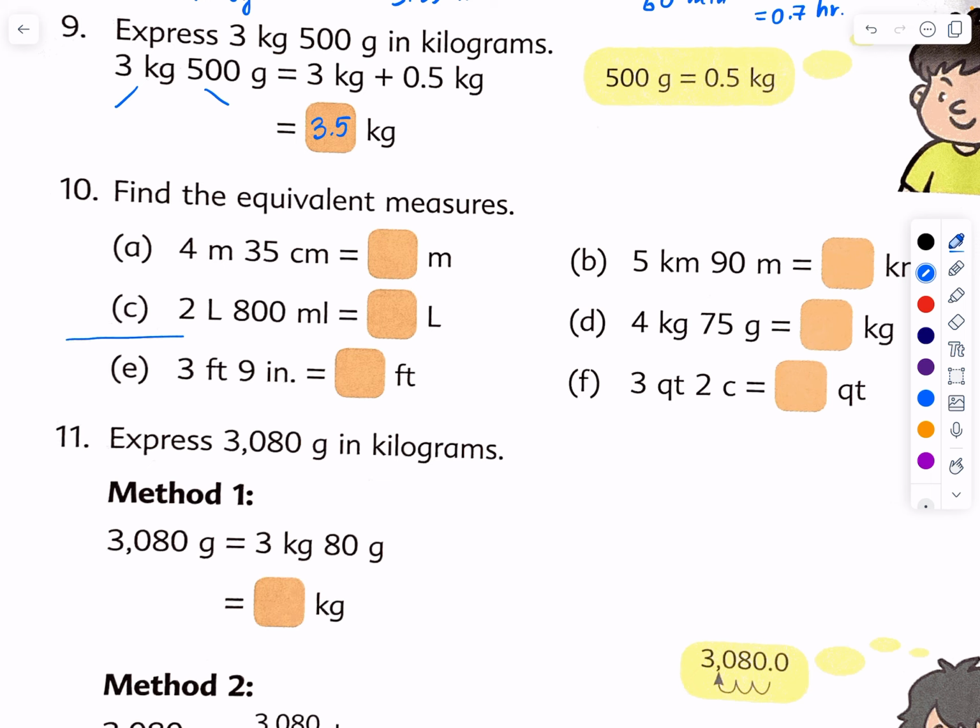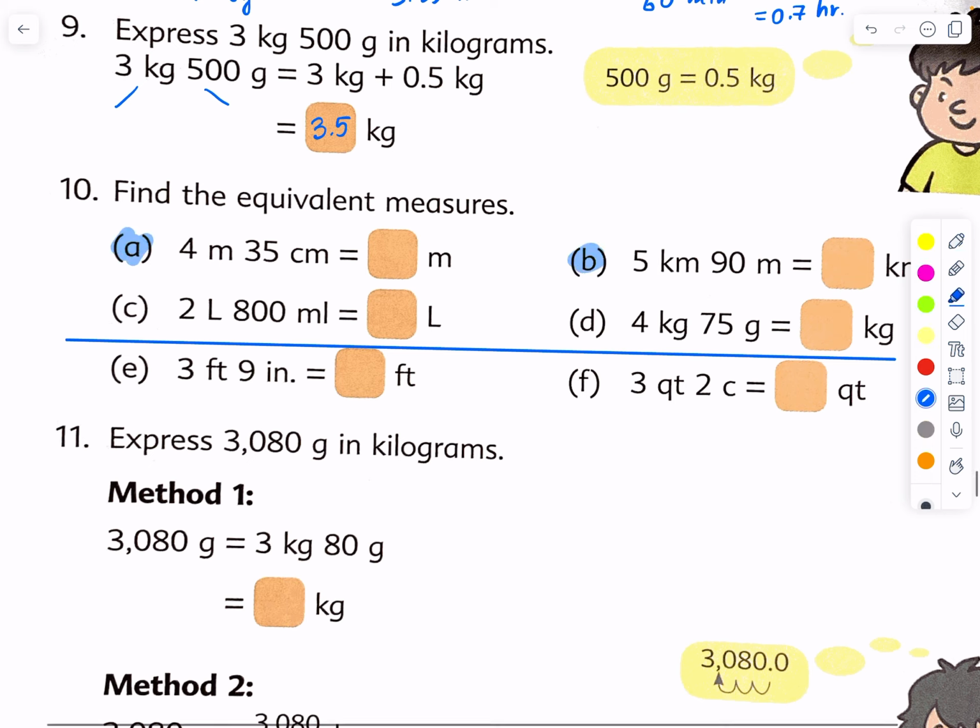I'm going to split number C into 2 parts, okay? And we're going to first work with the A, B, C, and D, because that's metric system, and then do E and F, because, let me highlight it. Let's do A and B and C and D first, because that's metric system, right? So look what we have.